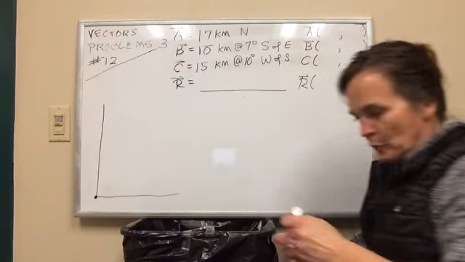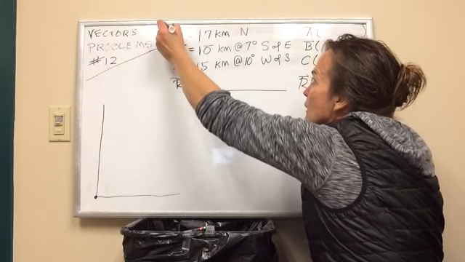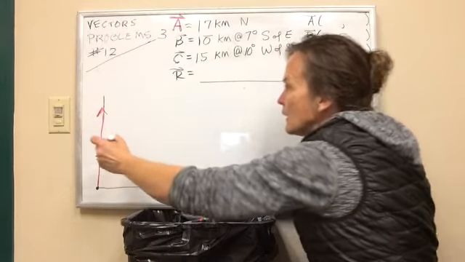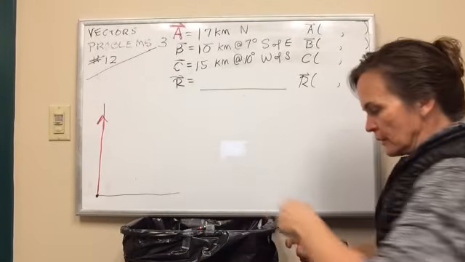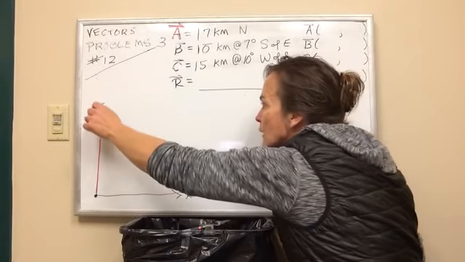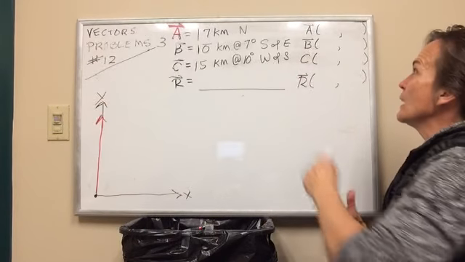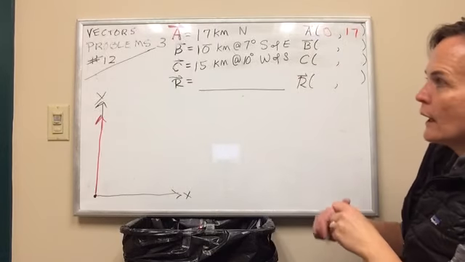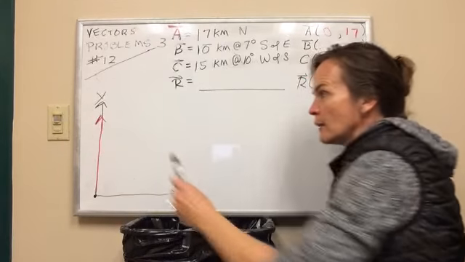Vector A. We'll draw it in red. 17 kilometers north. So the x component, this being the x-axis here on the horizontal, and the y going vertical. The x component of this vector A is 0. The y component is 17.